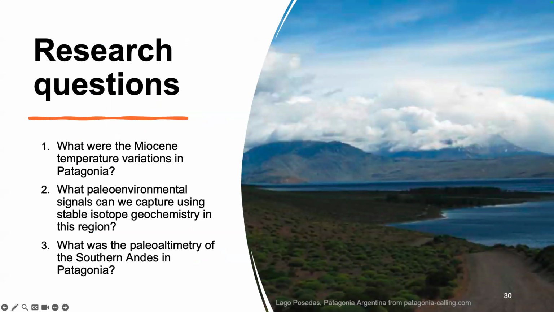First, we aim to understand Miocene temperature variations in Patagonia. Second, we examine paleoenvironmental signals preserved in stable isotope geochemistry. Finally, we investigate the paleoaltimetry of the southern Patagonian Andes. Together, these questions help reconstruct past climatic and environmental conditions, shedding light on the geological and climatic evolution of Patagonia.